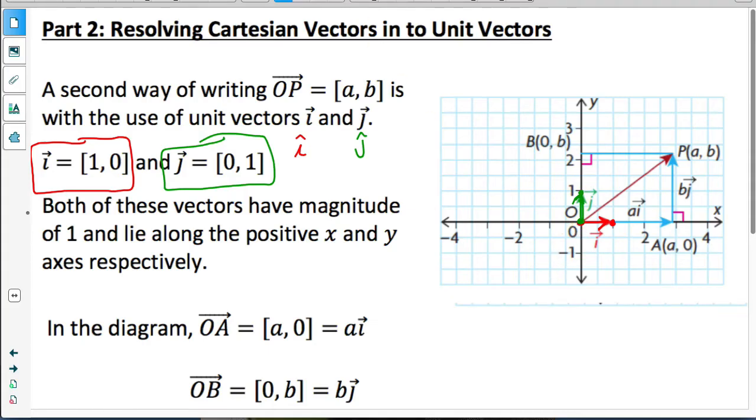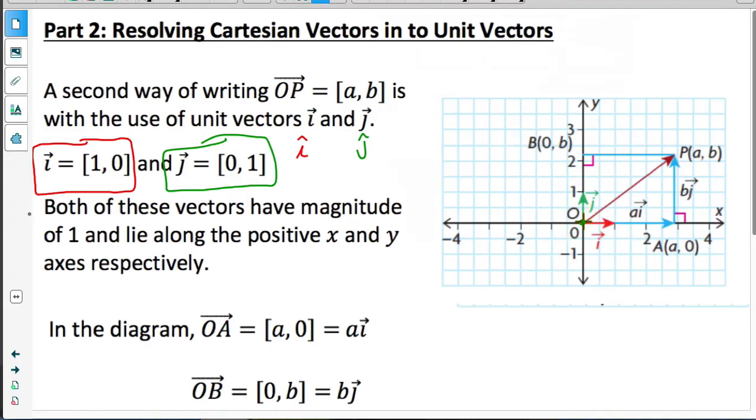And let me just try and demonstrate that to you. So I have some vector that starts at the origin and finishes at point P, which has an x-coordinate of A and a y-coordinate of B. Now I could resolve that vector into a sum of its horizontal and vertical components.